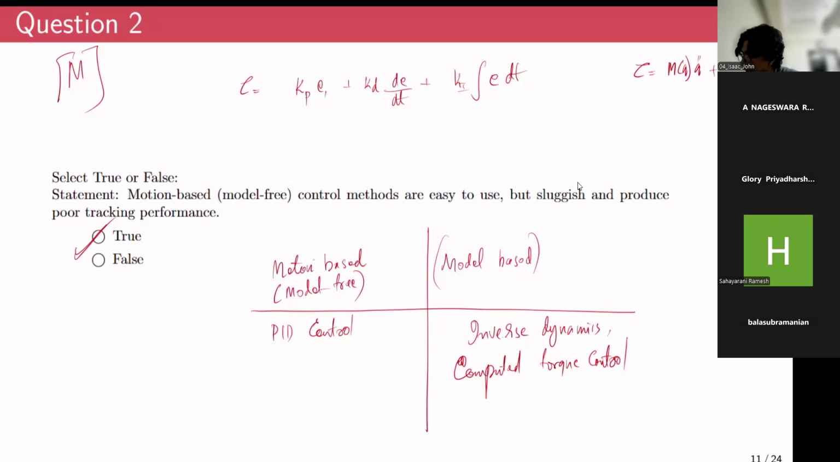Because if you consider the inverse differential kinematics, that control law basically says your mu desired should be J of q multiplied by q desired dot, mu desired dot. So here, you have the information about the robot's motion in the form of this Jacobian matrix.